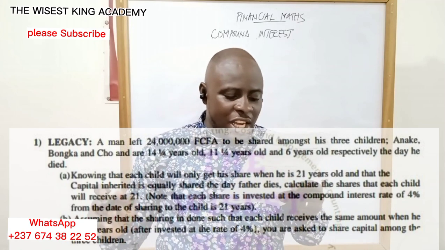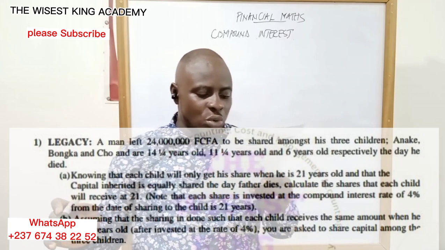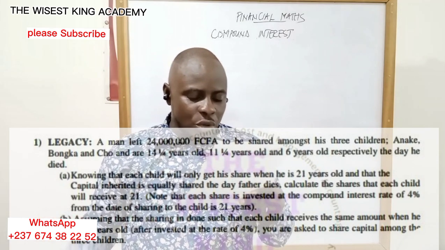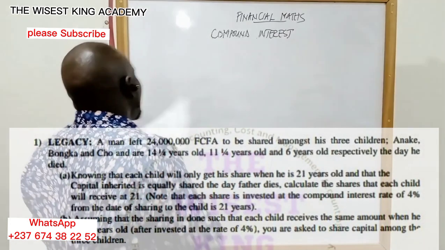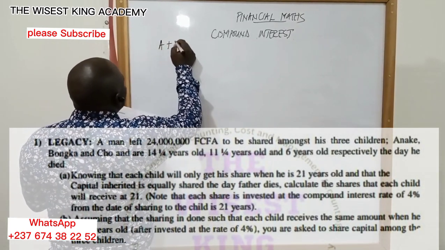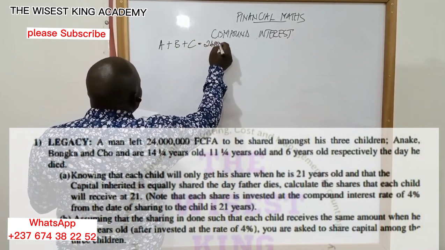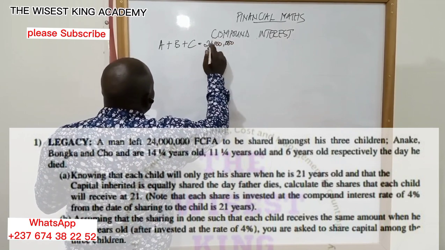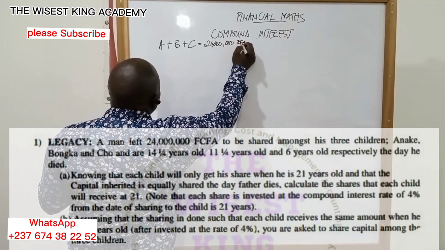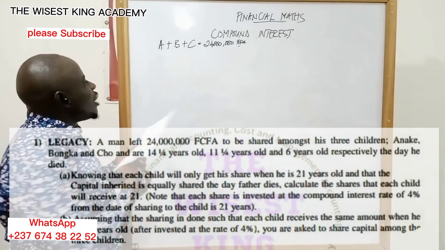Now, note that each share is invested at a compound interest rate of 4% from the date of sharing till the child is 21 years old. Now, let the 3 children be A, B, and C. So what A will receive plus what B will receive plus what C will receive will equal 24 million. So the sharing is done today, and the total amount is 24 million francs CFA.